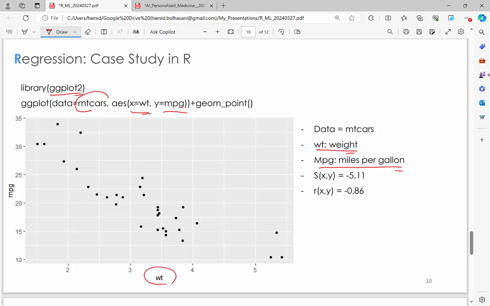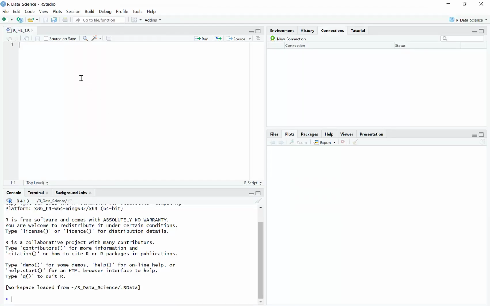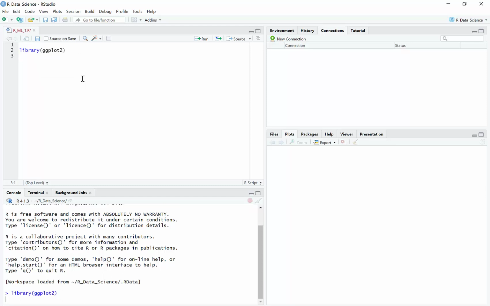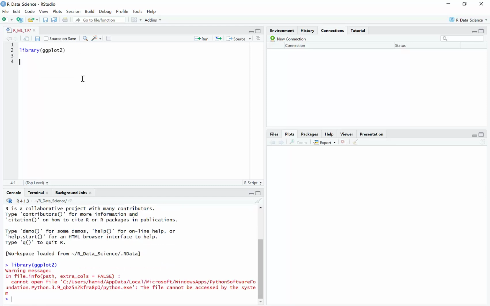We want to see what's the relationship between the weight of the cars and the power consumption, the energy consumption, the miles per gallon. How is the relationship between these two parameters? So let's first plot this and discuss it. First of all, we want to load ggplot2, and control enter. Yeah, already imported, and we have this data set.